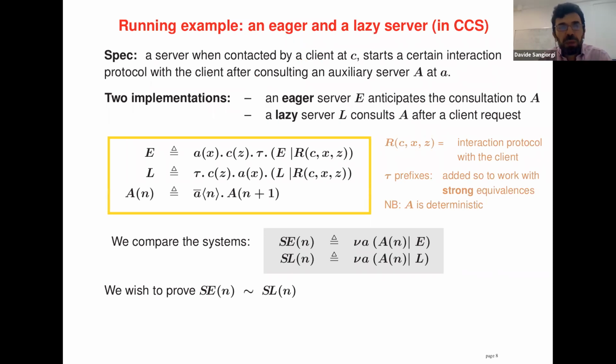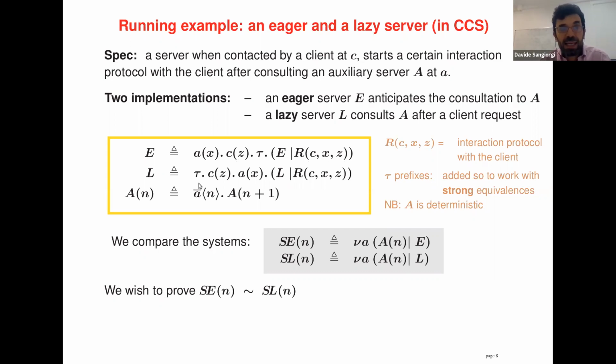Here is an example of application of bisimulation enhancements. This is an example about two servers, an eager and a lazy server. So the specification is that we want to have a server that, when contacted by a client at the channel C, starts a certain interaction protocol with the client, which is a process that I've written here, this R process, after consulting an auxiliary server A at the channel A. So we consider two implementations of the server. One is an eager implementation in which the server anticipates the interrogation of the auxiliary server before the client makes a request. The idea being that in this way, when the request from the client arrives, the server is immediately ready to start off the interaction protocol.